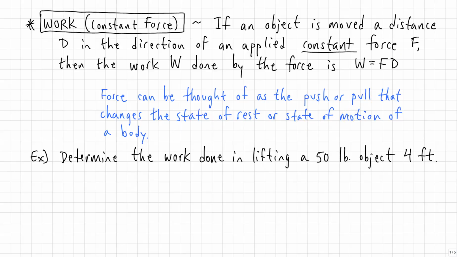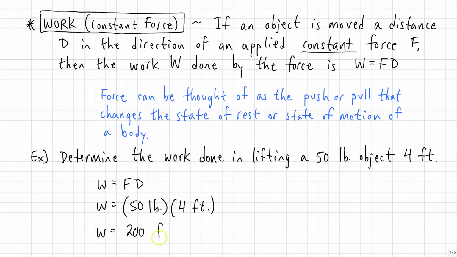For example, determine the work done in lifting a 50-pound object 4 feet. So work is a constant force times the distance. It's a 50-pound object, and we're going to lift it 4 feet. So the work would be 200 foot-pounds.